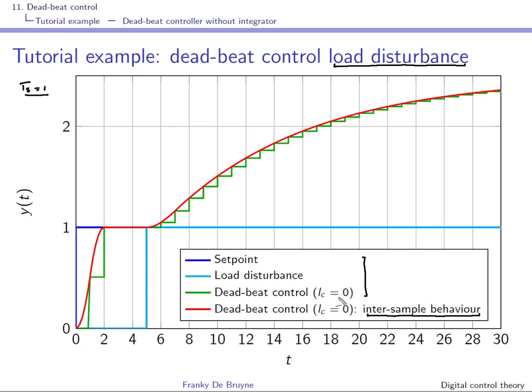For load disturbance, what is important is the number of integrators in the controller. Here LC is equal to 0, so we are not able to reject a step load disturbance. To be able to reject a step load disturbance, we have to put one integrator in the loop, and this is what we'll do in the next design.